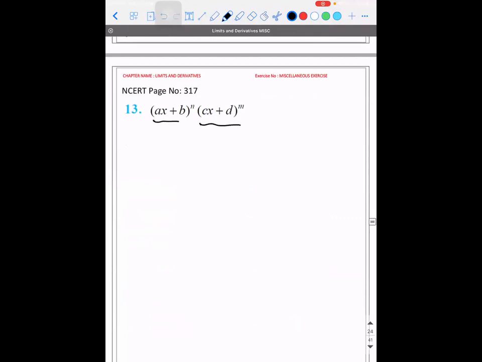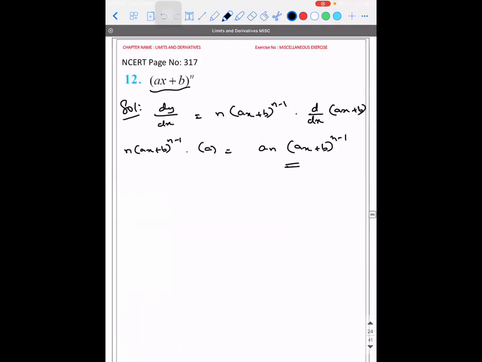Can you show the last sum again once? I didn't understand this. See, derivative of f of x power n is n into f of x power n minus 1 into f dash of x. Okay, sir, I understood. We use chain rule. Yeah, chain rule. That's it.